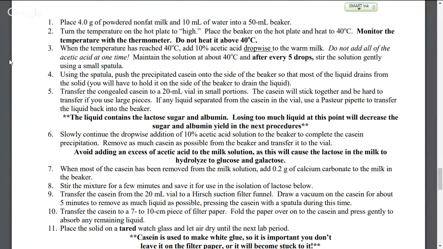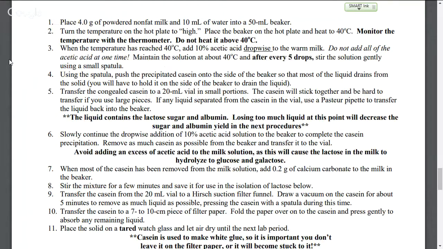You're taking some stuff, you're heating it, you're monitoring temperature really closely, you're adding some acid, you are moving stuff around, you're filtering it. So it's really important that you have a sense of what you're doing, especially, we talked about time. If you want to get done with this in a reasonable amount of time, it really helps if you know what you're doing.